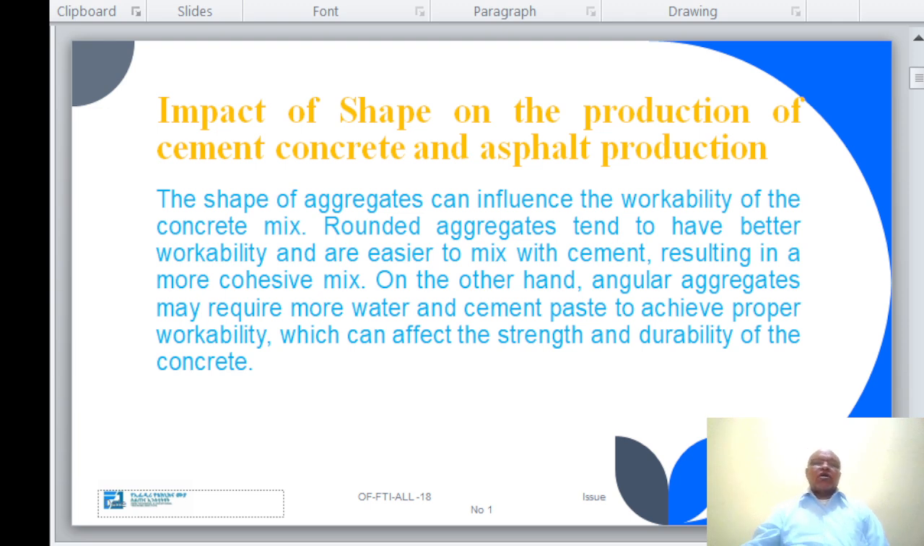In general, the shape of aggregate plays a crucial role in cement and asphalt concrete production, influencing workability, strength, durability, and overall performance of the final material. It is essential to carefully consider the shape characteristics of aggregate when designing and producing concrete mix.